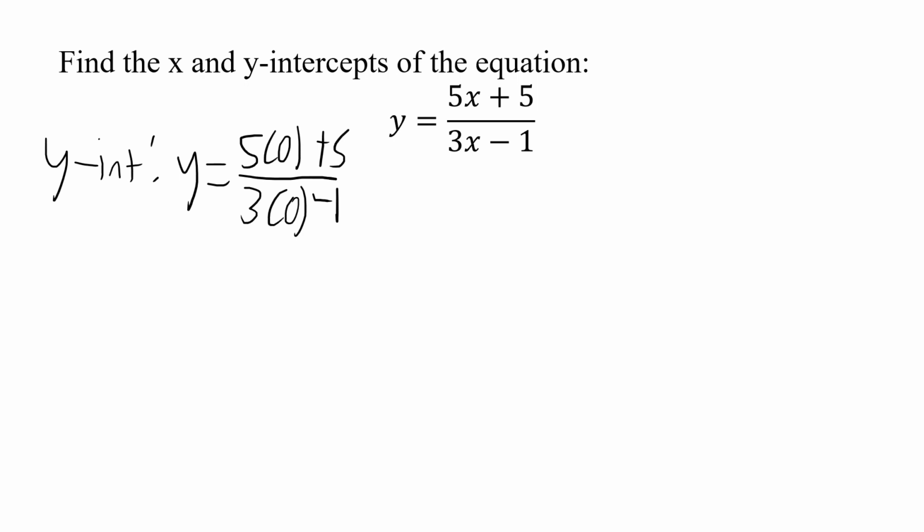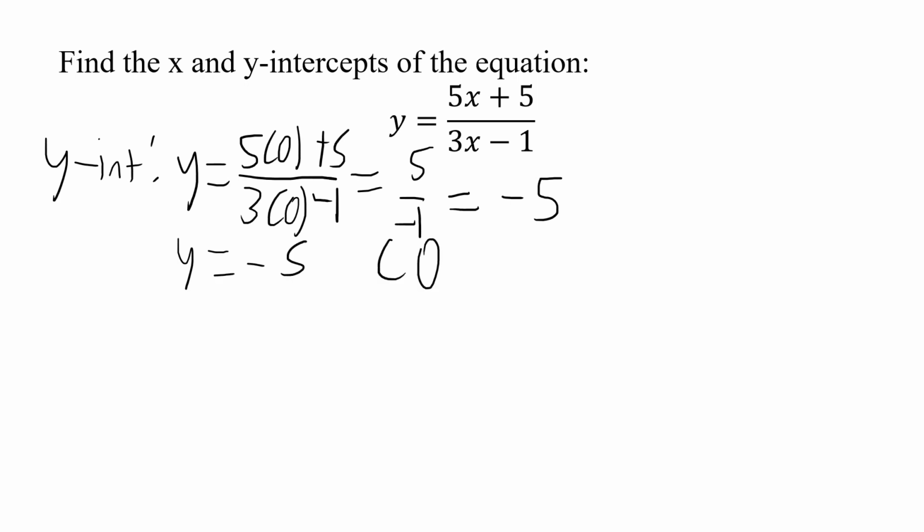And what ends up happening is 5 times 0 is 0. 0 plus 5 is 5. 3 times 0 is 0. 0 minus 1 is negative 1. So 5 over negative 1 is just negative 5. All right, now let's take a look at our x-intercept. So we have a y-intercept at negative 5. Let me label that real quick. So that's going to be, of course, (0, negative 5).